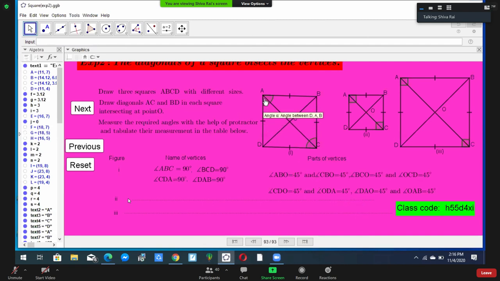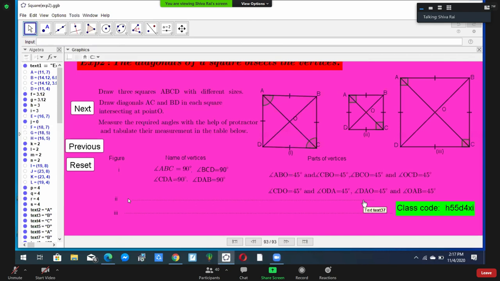Now the last one, vertex A. What are the parts of vertex A? Vertex A means angle DAB. In short, we can write A, but to give its complete name, we have to use three letters, and by using three letters we can write angle DAB or BAD. So you look here, its two parts: DAO, one part 45 degrees, and another part OAB, that also 45 degrees.